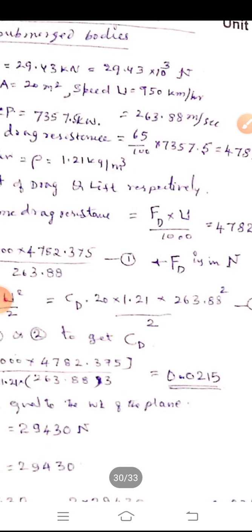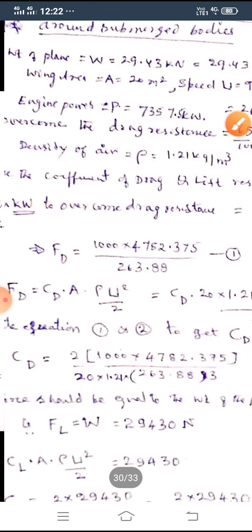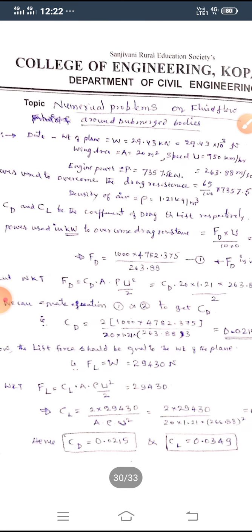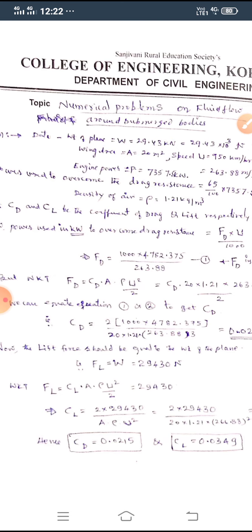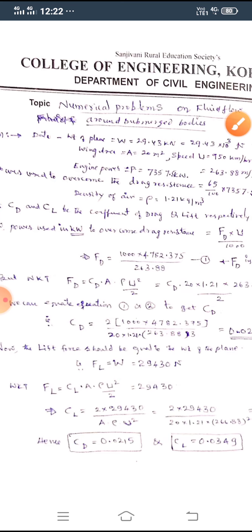So CD we get 0.0215. Now we can equate this equation and we get 0.0215. Now lift force should be equal to the weight of the plane. So FL is equal to W, that is equal to 2943 multiplied by 10 to the power of 3 Newton, that we have seen up.